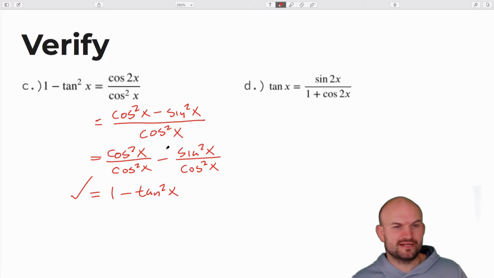So again, you could have done it a couple different ways. And again, guys, with verifying, it doesn't matter. You just got to try something. If it doesn't work out, then try something else.